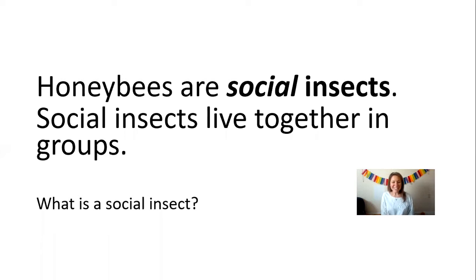All right, let's read the next one. Honeybees are social insects. Social insects live together in groups. Honeybees are social insects. Social insects live together in groups. So what is a social insect? A social insect is one that lives together in groups. It doesn't like to live by itself. It likes to live with a lot of people. Most of you are social insects in our classroom. You like to talk. You like to talk to everybody.